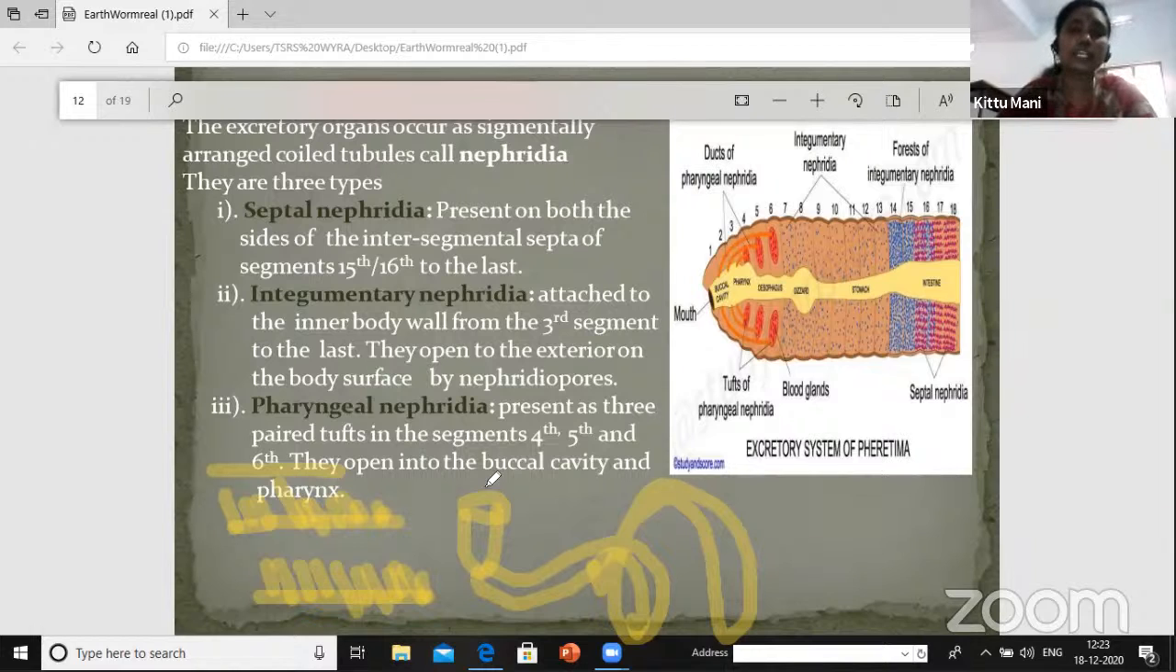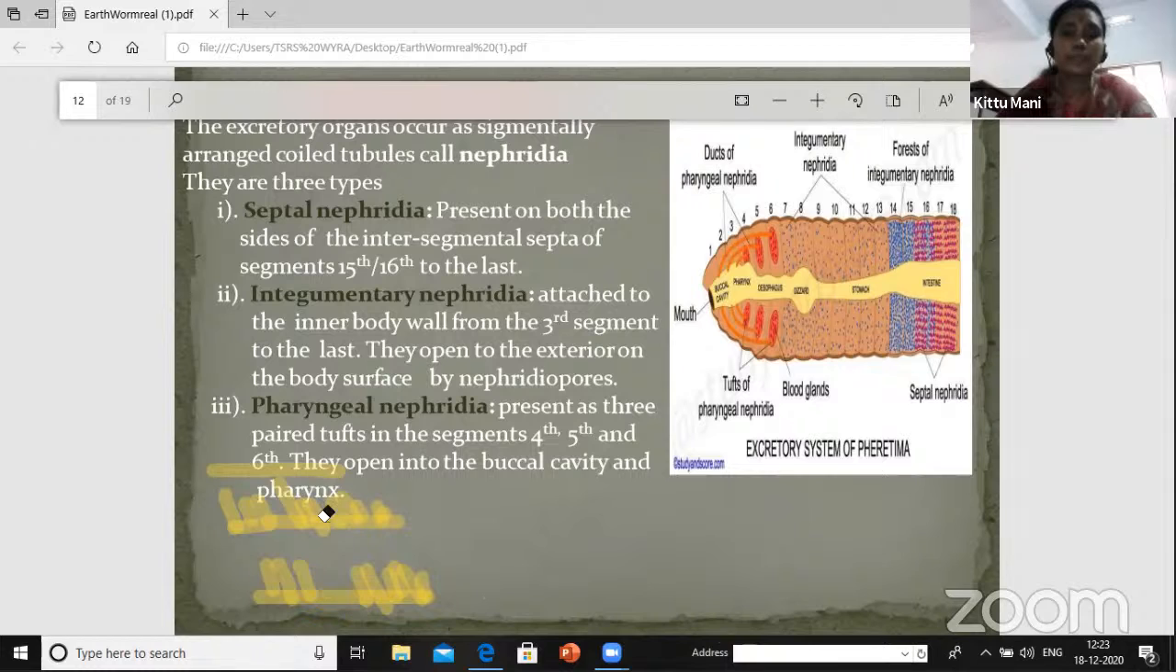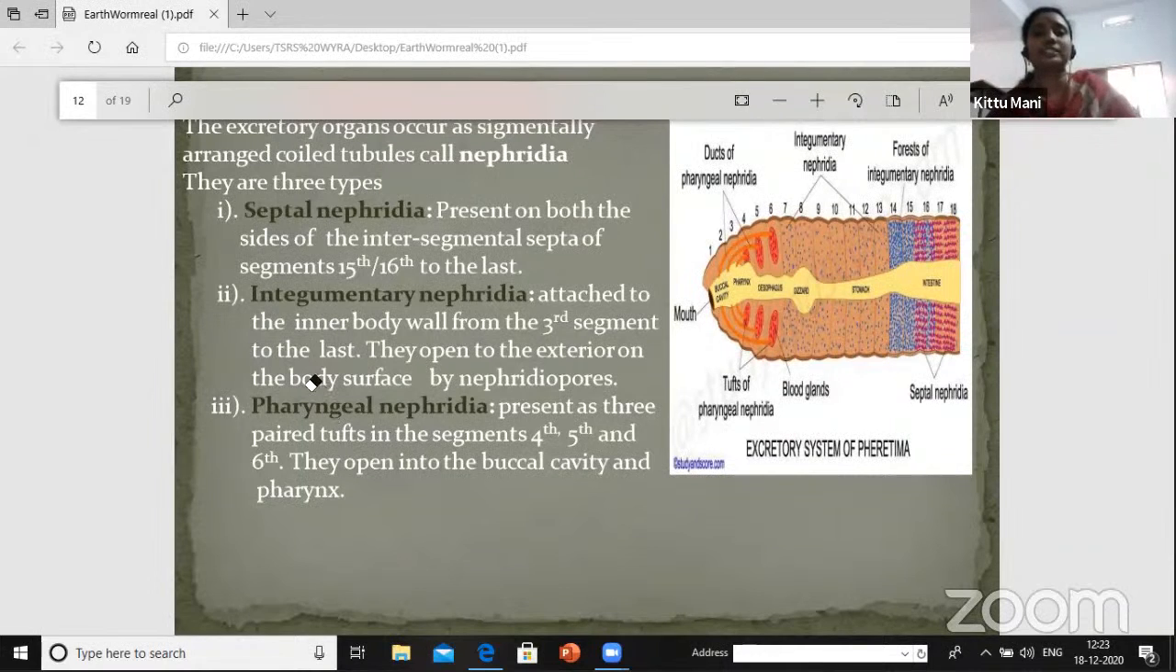Once again, read your textbooks for better clarity; this is important also. Students, do you understand? Open type, closed type, exonephric nephridia and enteronephric nephridia. This is all about the excretory system of the earthworm. There are 3 types of nephridia: septal, integumentary and pharyngeal nephridia. The type names are given by the location of the nephridia. Okay, next.